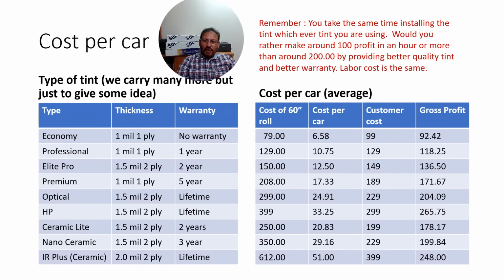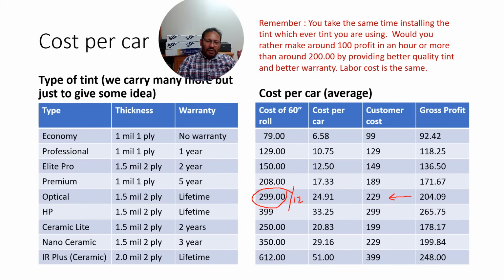Now you know how I came to the cost of a car. So if you're buying a roll for, let's say, $299 and you're dividing it by 12, assuming that it is a 60-inch roll, the cost of the car is approximately $24.91. Let's assume this is the price you're charging to install the tint.